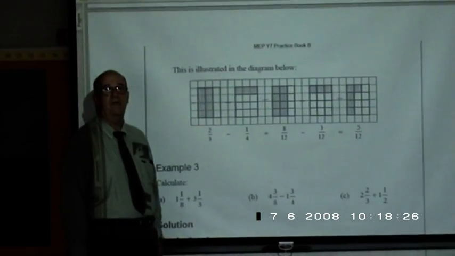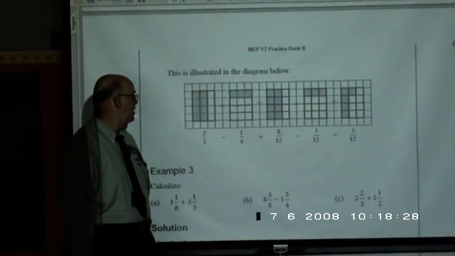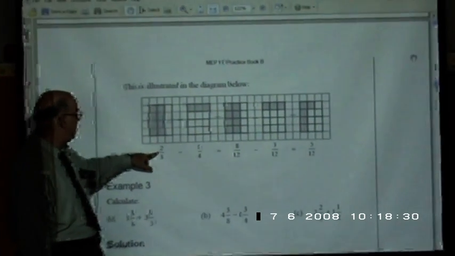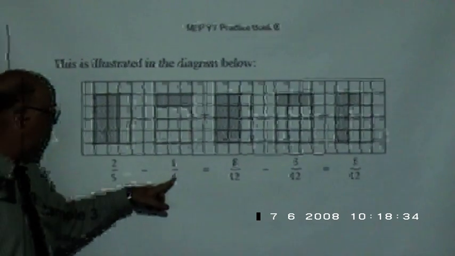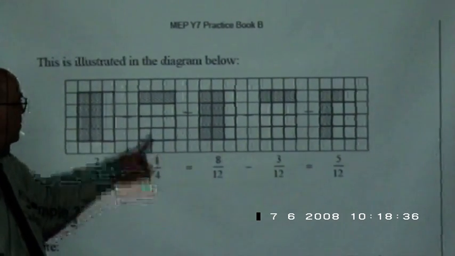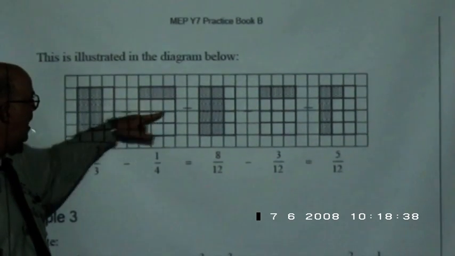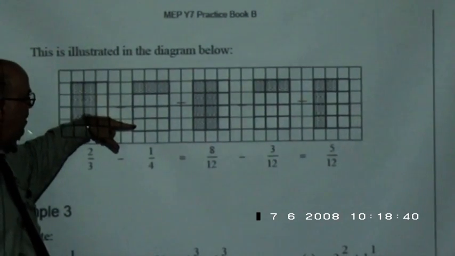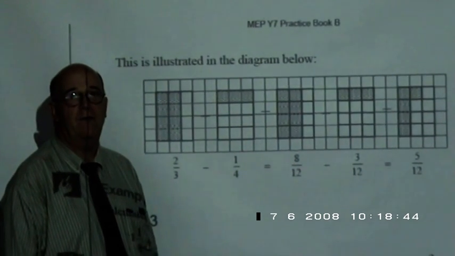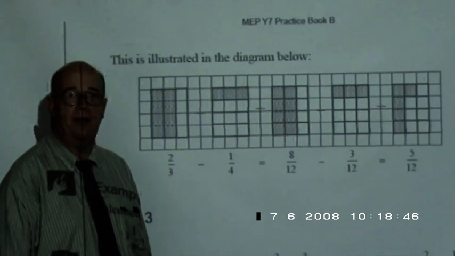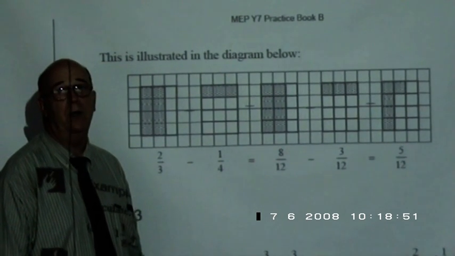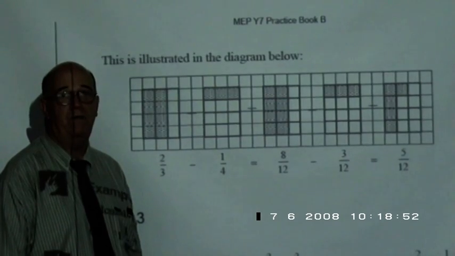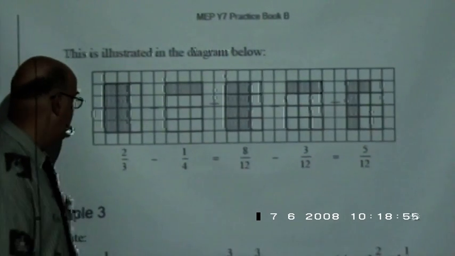Here's a diagram of the problem I just worked. We had 2/3, which is 2 parts out of 3, minus 1/4, which is 1 part out of 1, 2, 3, 4. Now we said before that the first thing we have to do is get a common denominator. And we did that by cross multiplying. And if you remember, we ended up with 12 as the denominator.